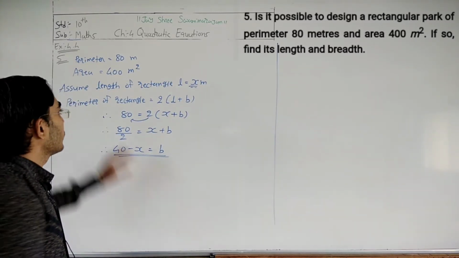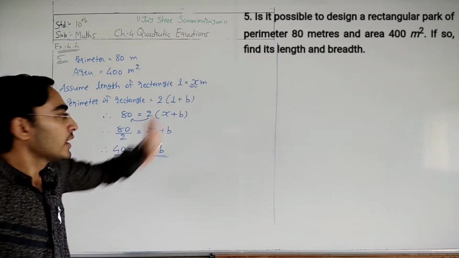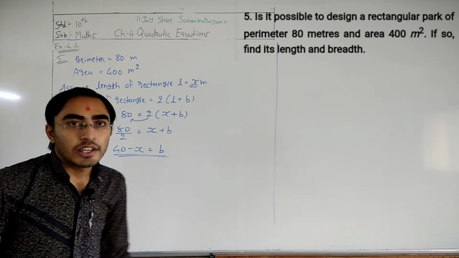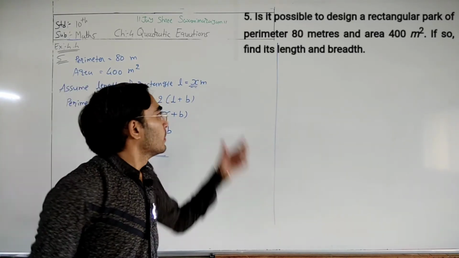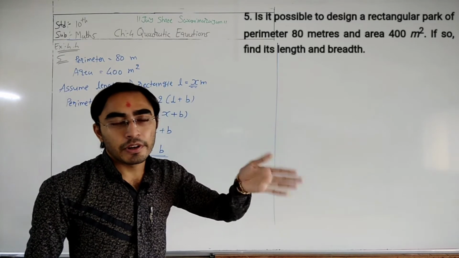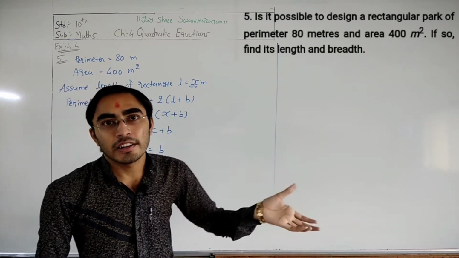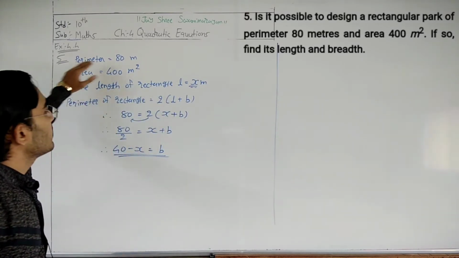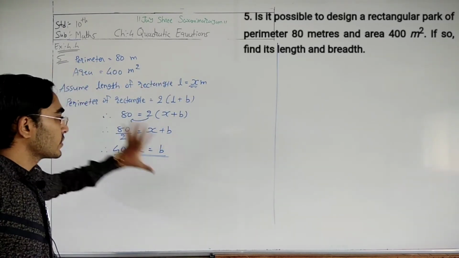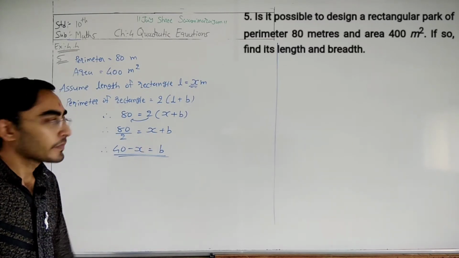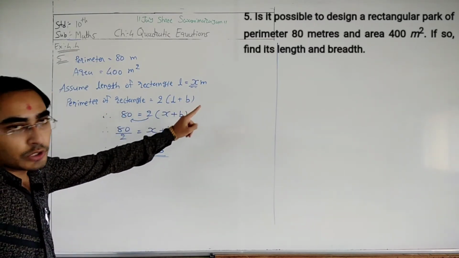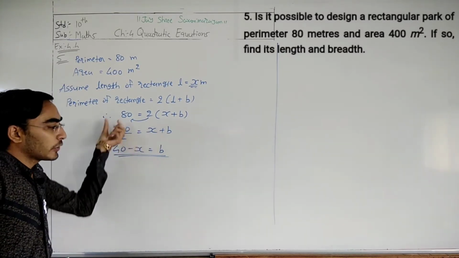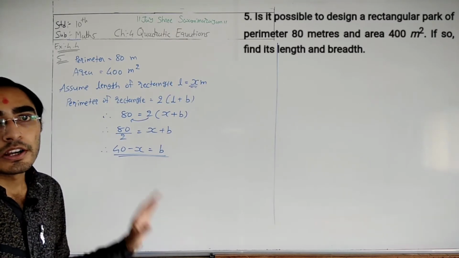First of all we assume the length of the rectangle x. Here perimeter is given to you, so from that we can find the breadth b. In question number 3 or 4, first of all we assumed the breadth, and it was given that length is twice its breadth. Here we do not have any statement regarding the length and breadth, that's why we use the perimeter. Perimeter of rectangle is 2 in bracket L plus b. Transfer this 2 to the left hand side, so 80 by 2 is 40. Transfer this x, and you will get the value of your breadth b.